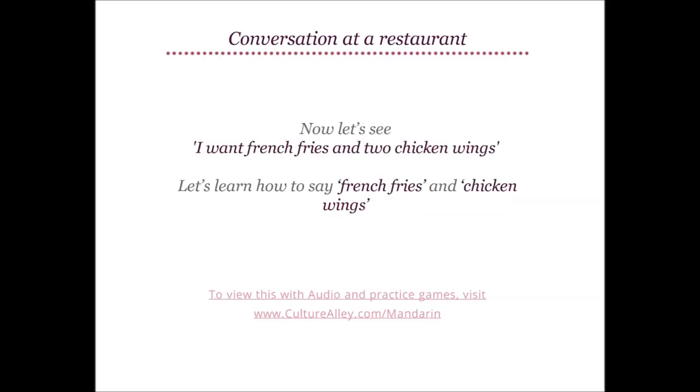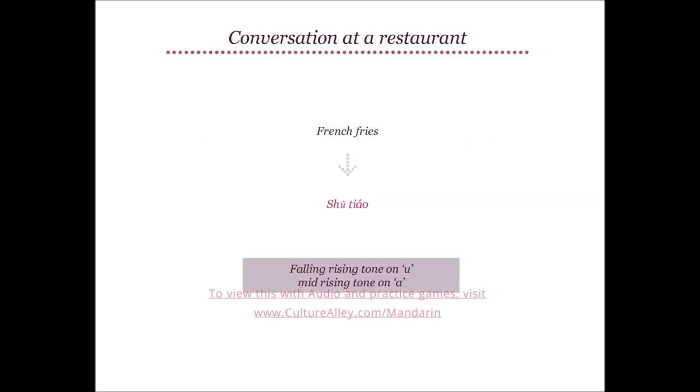Great! Now let's see, I want French fries and 2 chicken wings. For this, we will need to know how to say French fries and chicken wings. Let's take a look. French fries translates as 薯条, which uses a falling rising tone on U and a mid-rising tone on A, making it 薯条.